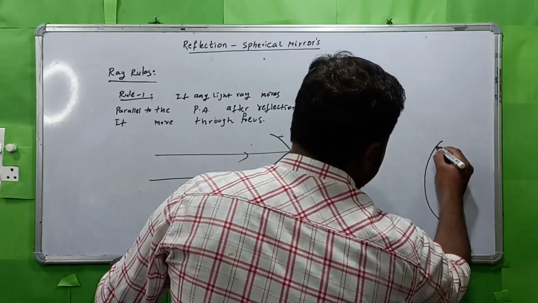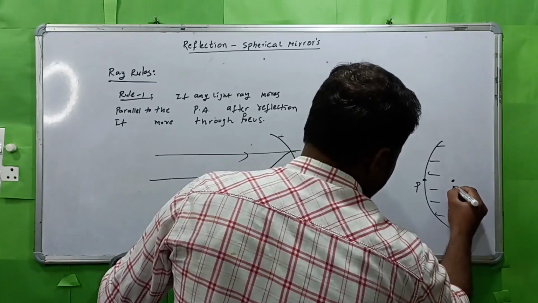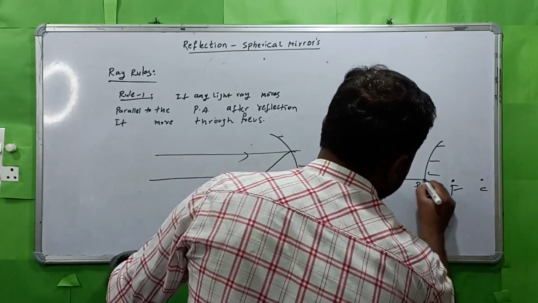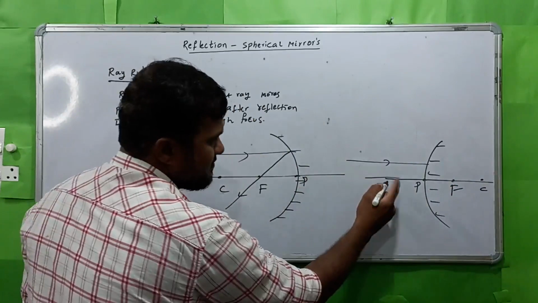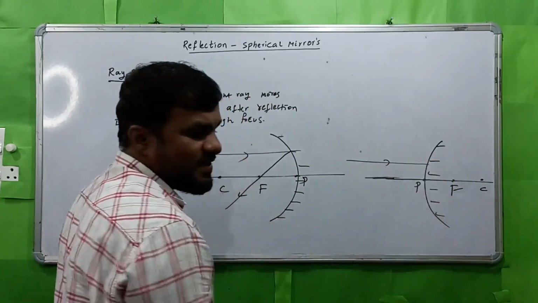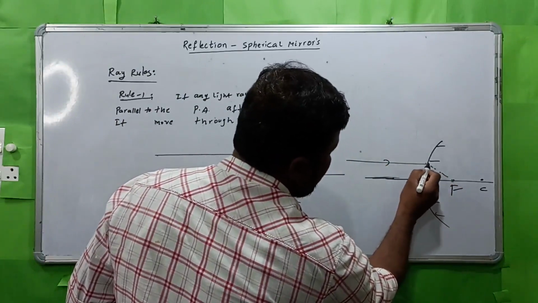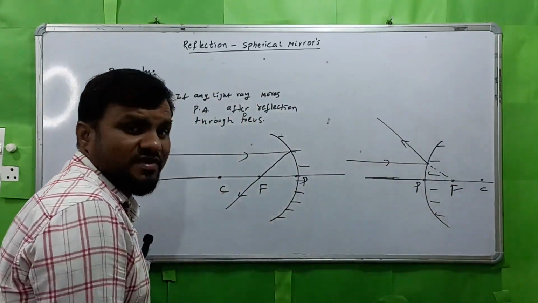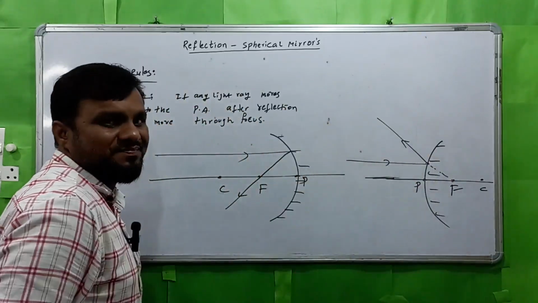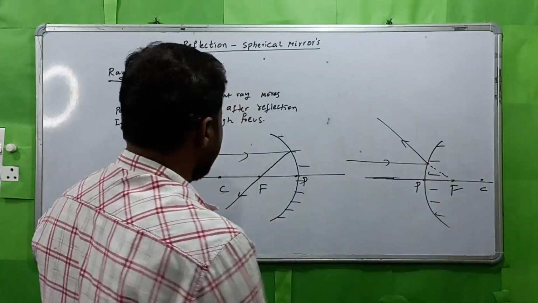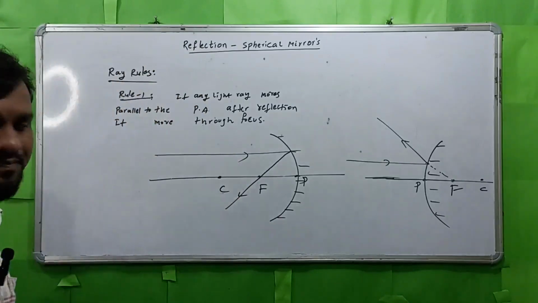We can observe in the case of a convex mirror, pole, focus, center of curvature. Any light ray moving parallel to the principal axis, after reflection, appears to be moving from the focus. After reflection, the light ray appears to emanate from the focus in the case of a convex mirror. Rule number 1. Next we will see rule number 2.